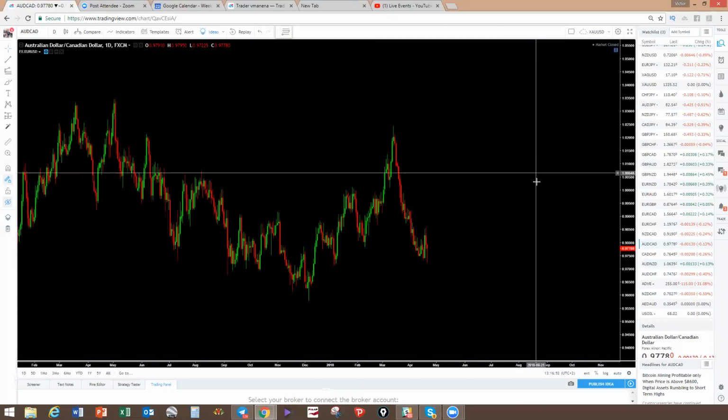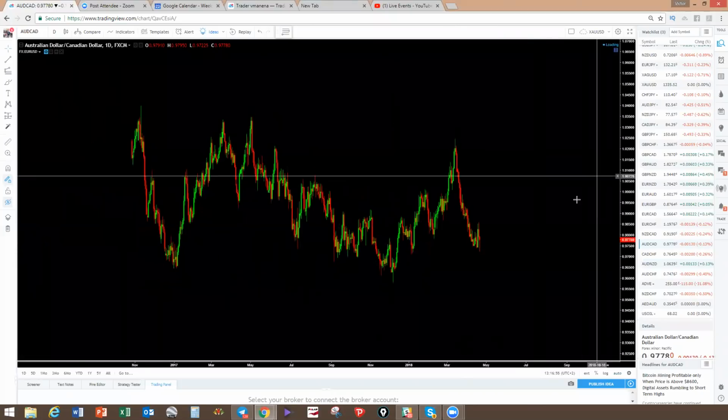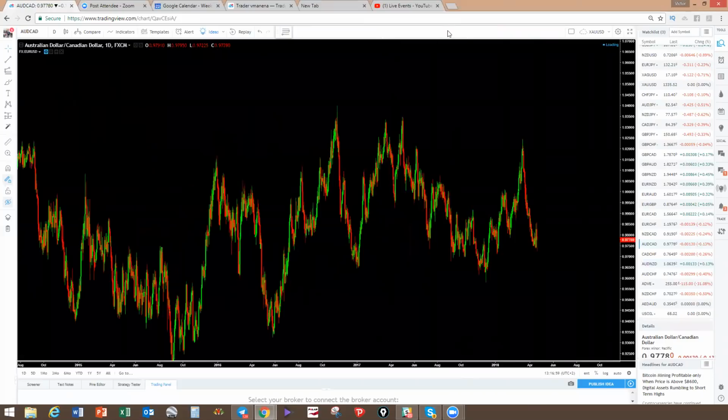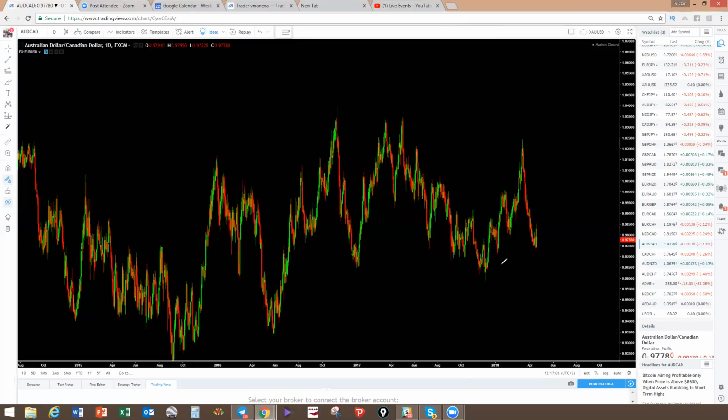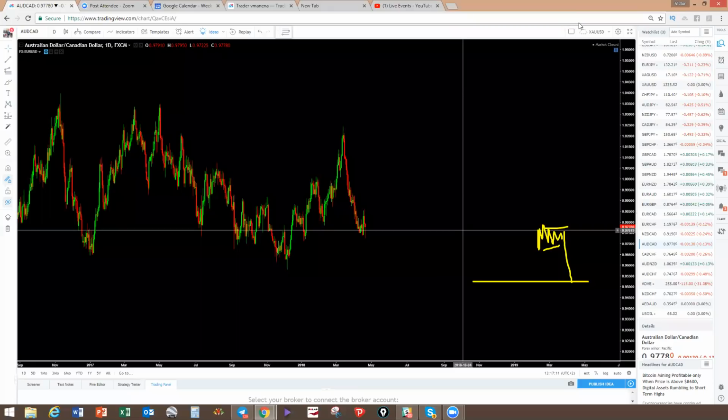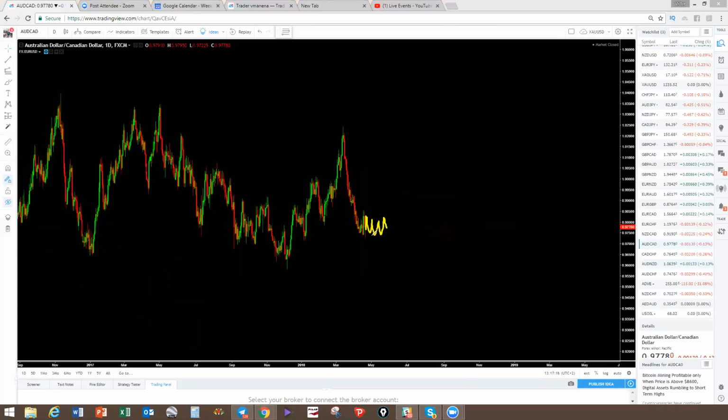AUDCAD. So AUDCAD. Wait for this. Come back here, at least. That flag. That's all you need to look for. Just look for this to make a corrective flag. Come retest this level. Okay, so New Zealand CAD.